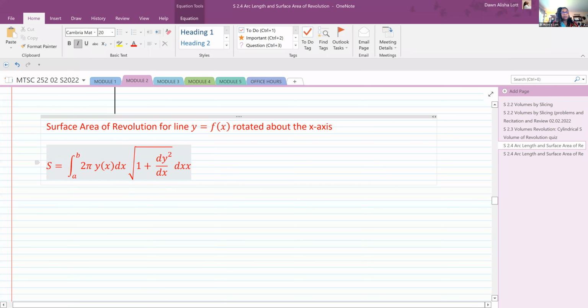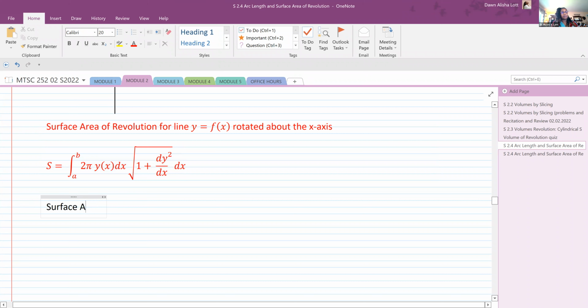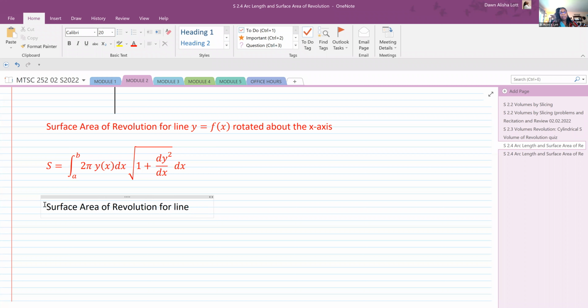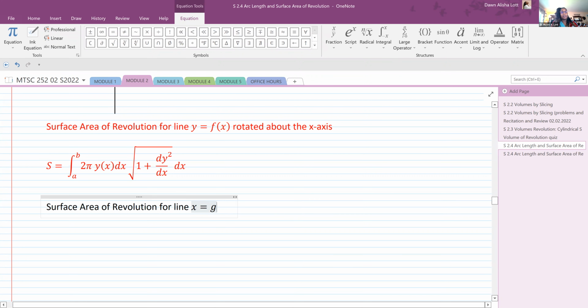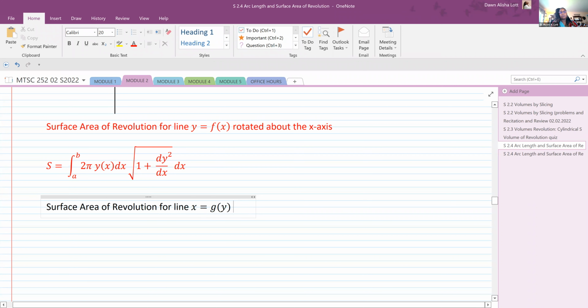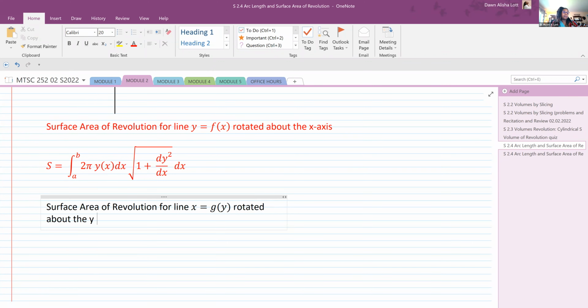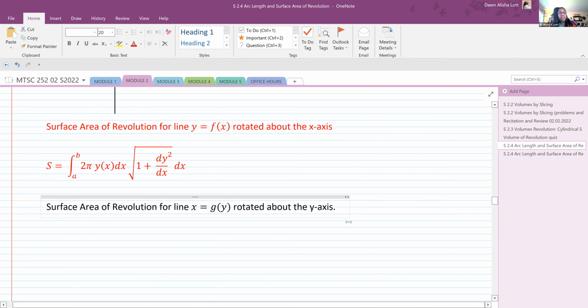Ooh, I got two x's. So now we can talk about the surface area of revolution for the line x equals g of y. Now, I know you guys don't like x equals g of y, but it happens. Rotate it about the y-axis. And what is that going to look like? That's going to look pretty much the same.